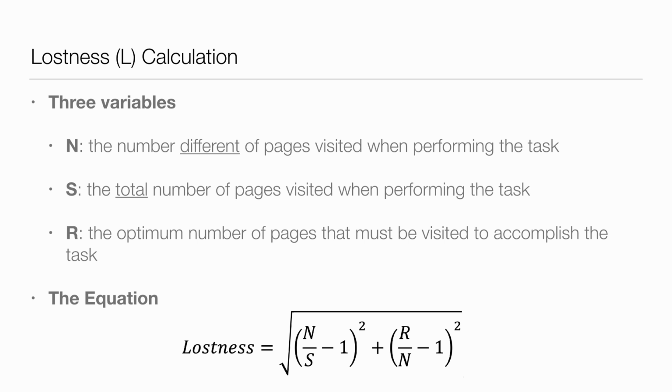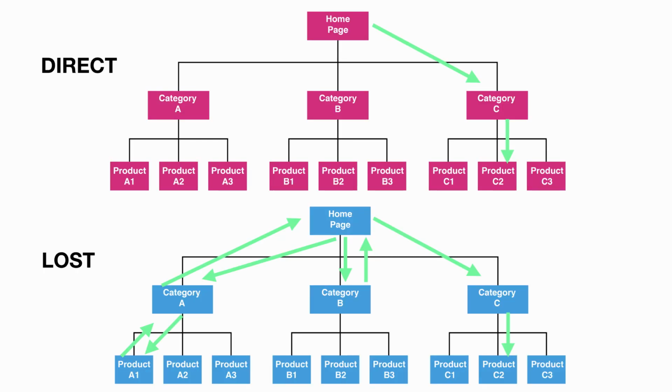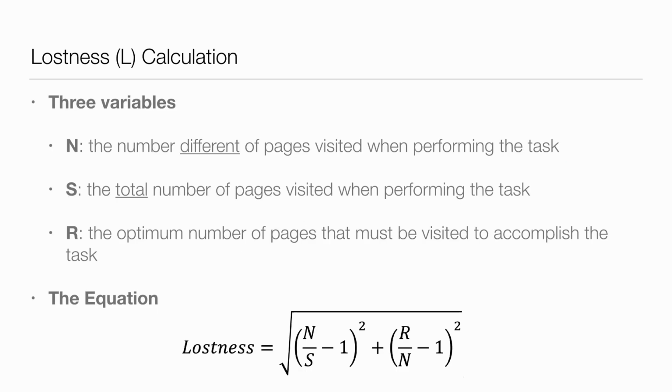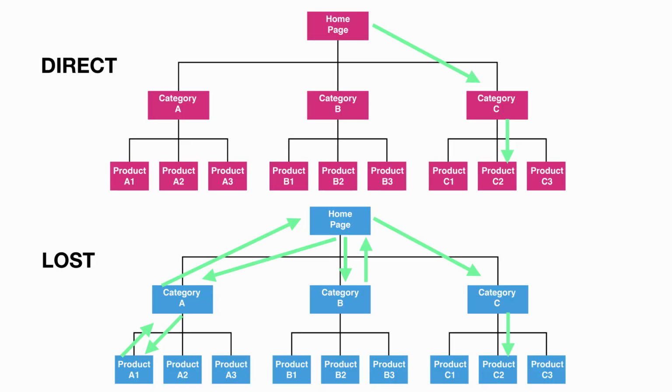The first one is the number of different pages visited when performing the task. So in our top one, we went to 3 different pages. The bottom one, 1, 3, 4, 5, 6 pages. So there you are. S is the total number of pages visited when performing the task. And in this case, that would be 6 again, because you didn't go back to the page.